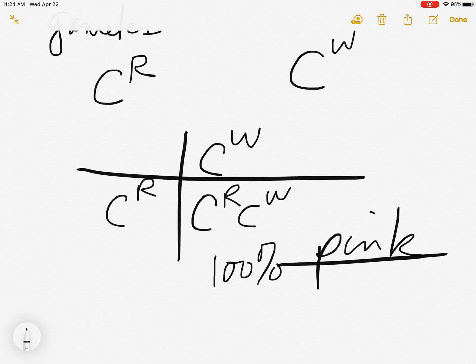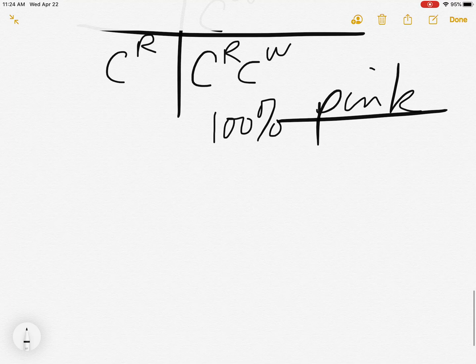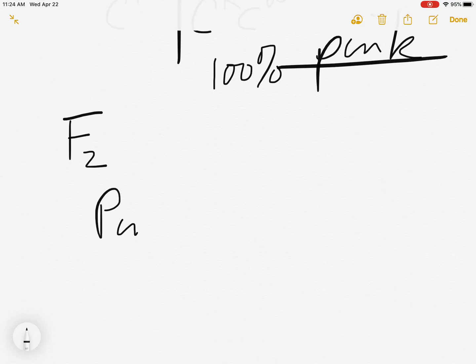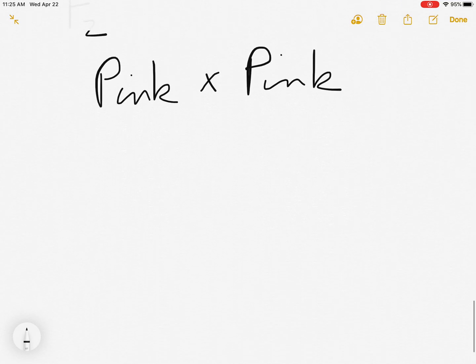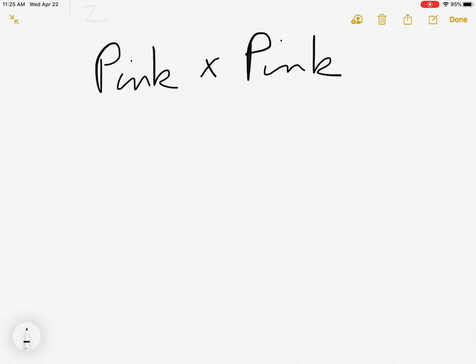100% of these individuals will be pink. It's impossible for these two flowers to cross and get a red flower or a white flower, because the only combination is an R and a W. So 100% pink flowers. But things get a little weird if we do the next generation, the F2 generation. We take these pink flowers and we cross them. What would happen if we did a cross with one of the pink flowers from that generation with another pink flower? Let's cross 2 pinks.